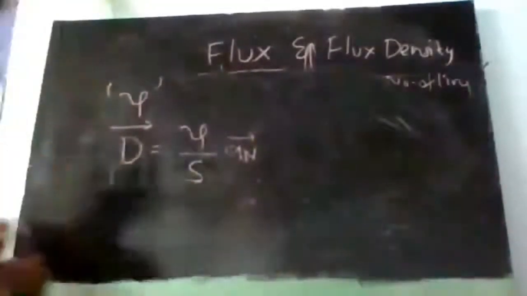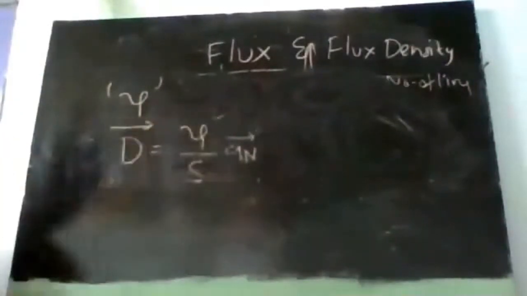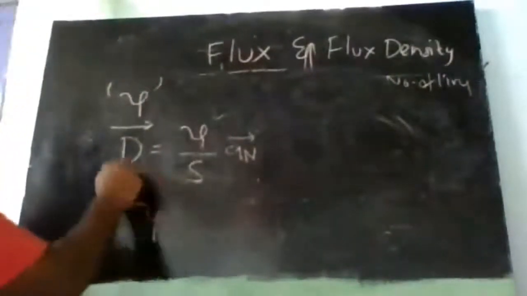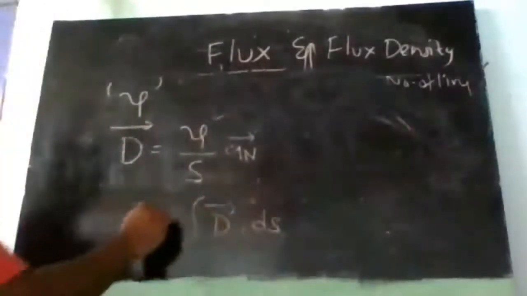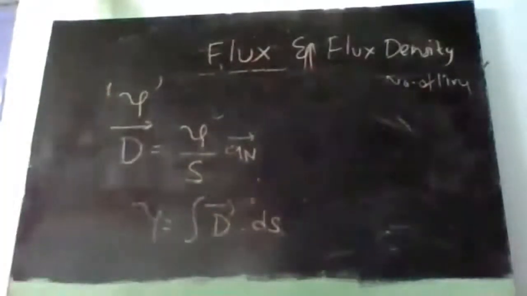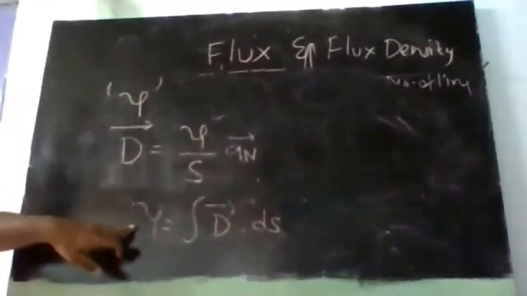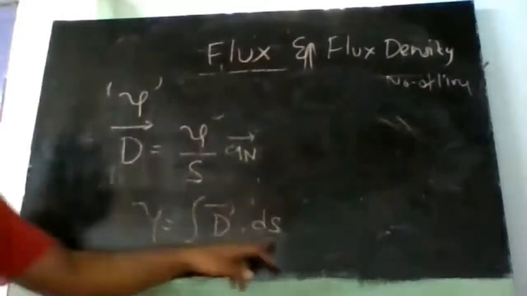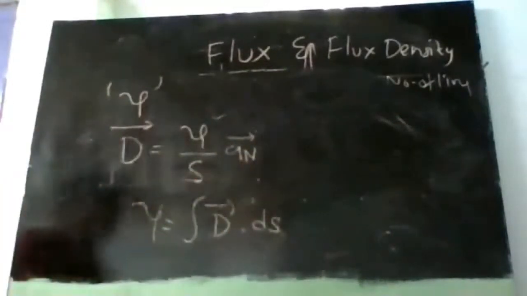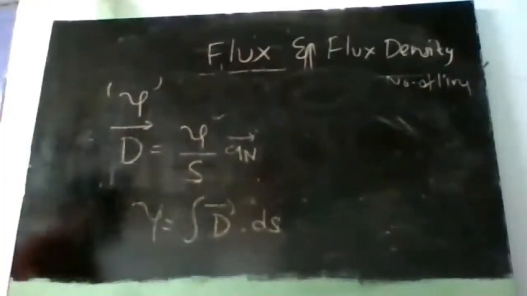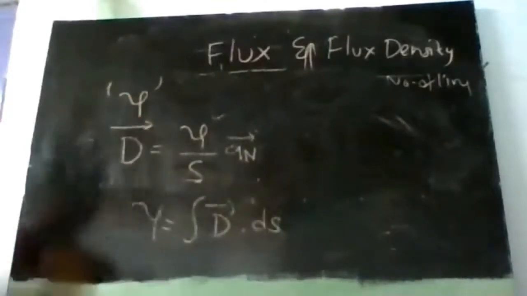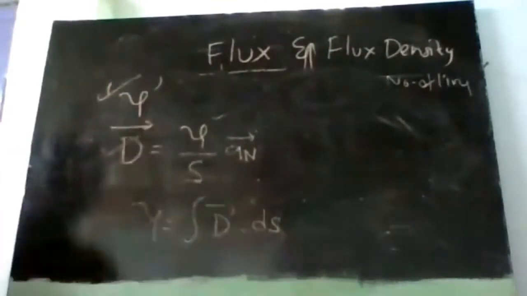Now similarly, if I want to calculate psi from this, psi is equal to the integral of D bar dot dS. This will give me the total flux. If I know the flux density, I can calculate the total flux using this formula, integrating D bar over the entire surface. So if I want to know the total flux present inside a closed surface or an area, I can do it using this formula. I think these three things are clear: flux, flux density, and how we can calculate it.